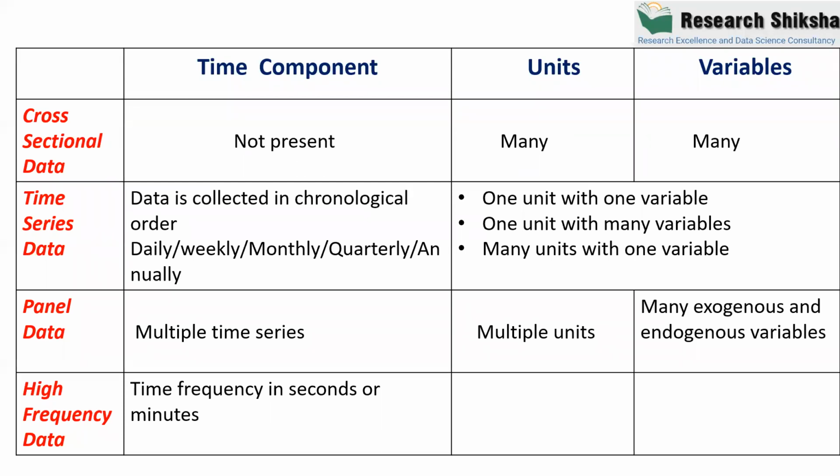So there is a confusion between the time series data and the panel data in this context. That's why I mentioned the 3 cases. If these 3 cases are there, we cannot call it panel data, we call it only time series data. The panel data have all the 3 features. For example, the panel data must have multiple time series, multiple units, and many variables. So if 3 properties are there in the data, then we can call it panel data.